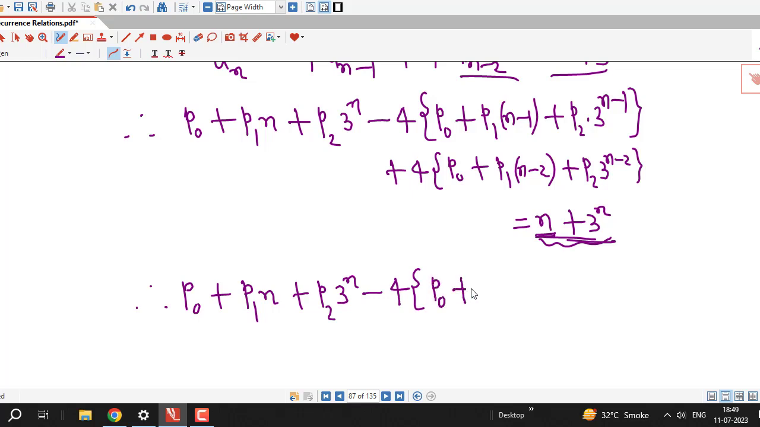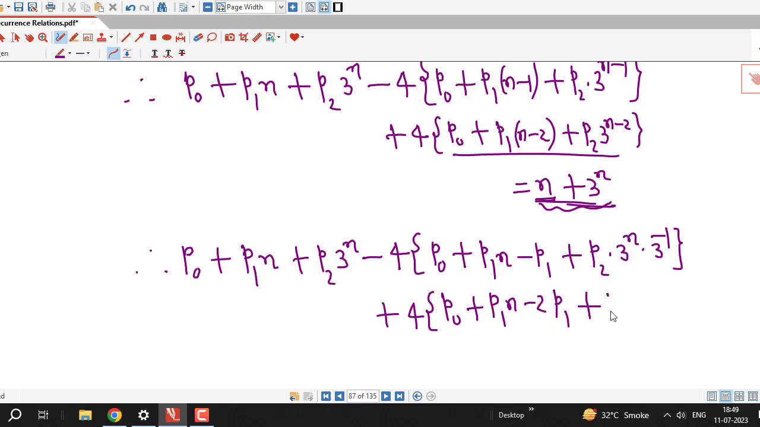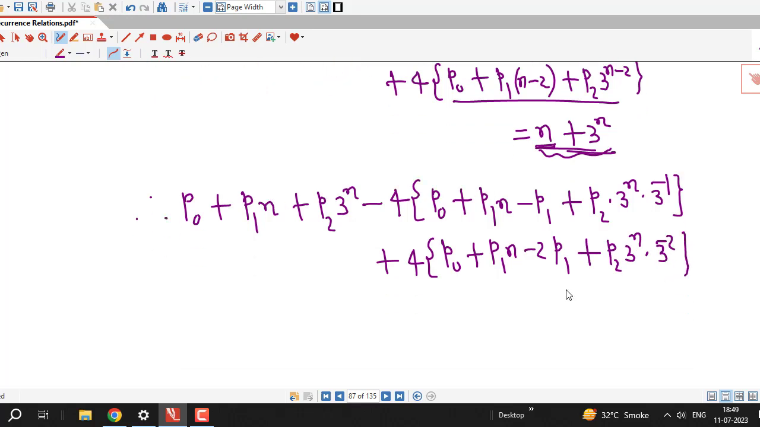Here I have p0 plus p1 into n minus p1, plus p2 into this I can rewrite as 3 raised to n into 3 raised to minus 1. And let me rewrite this bracket also. It is p0 plus p1 into n minus 2p1, and plus p2 into this I rewrite as 3 raised to n into 3 raised to minus 2, equal to n plus 3 raised to n.